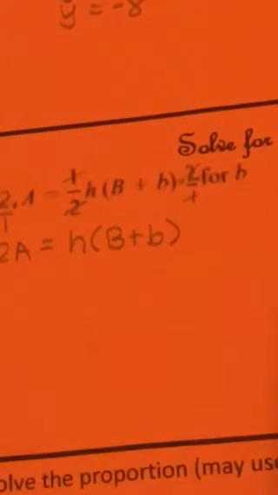Okay. Well, to get rid of this 1/2, you need to multiply by the reciprocal, so 2 over 1 on both sides. That means this cancels this and this cancels that, and we're left with 2a equals h times (b plus little b), and then close the parentheses.